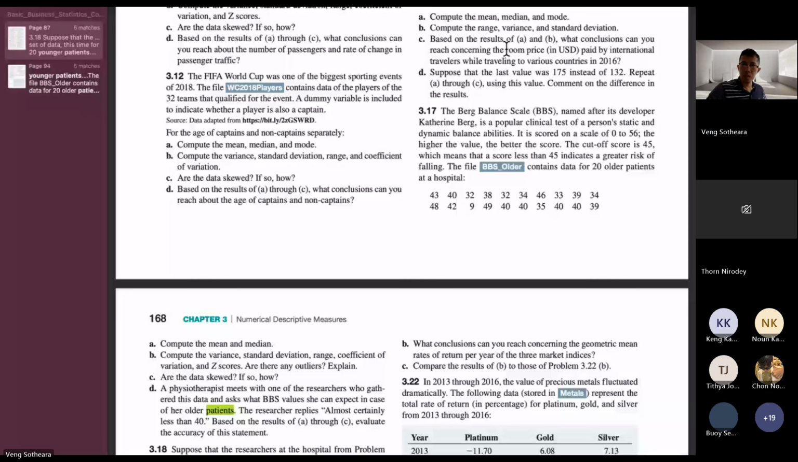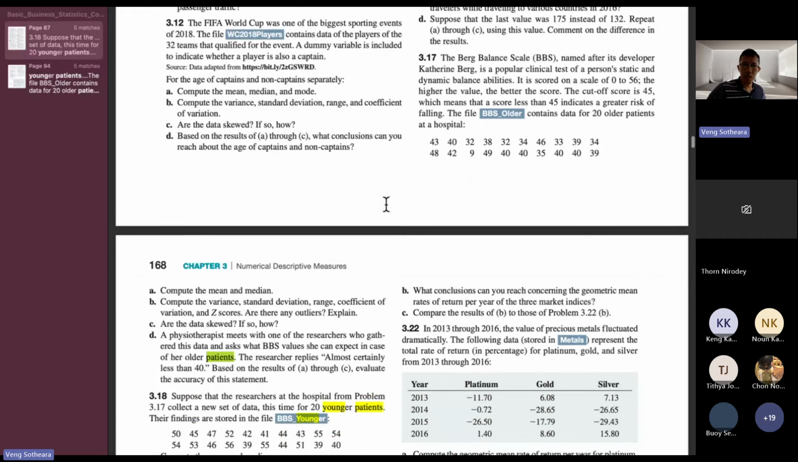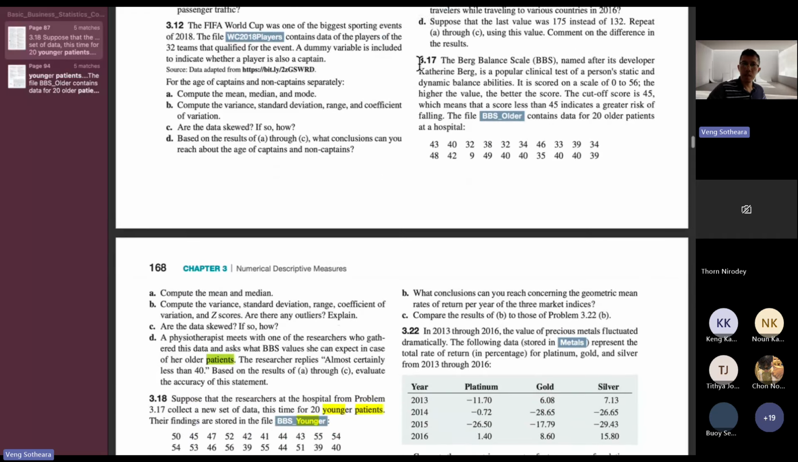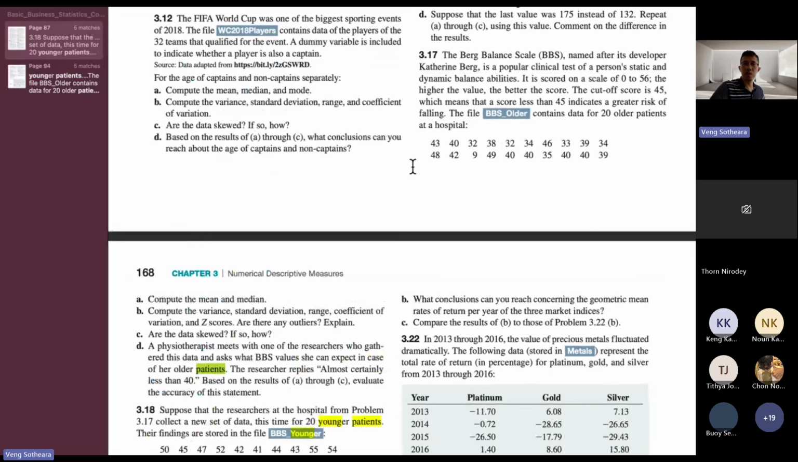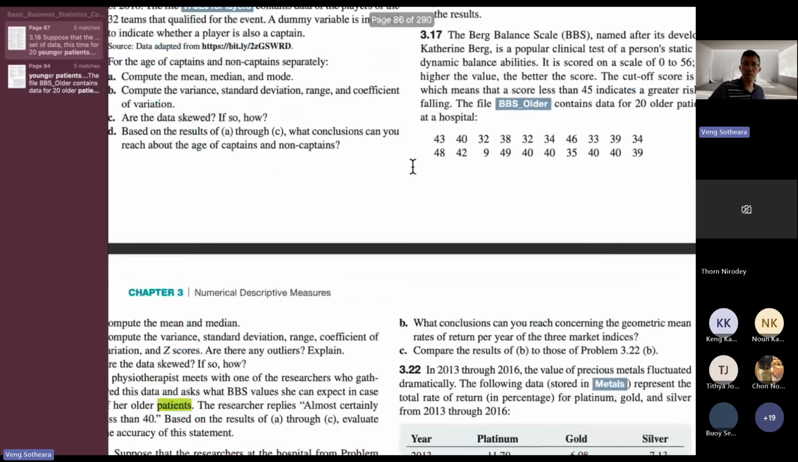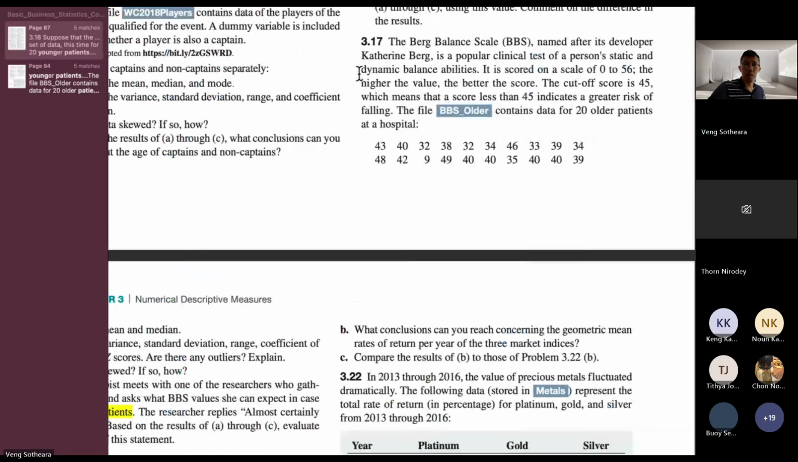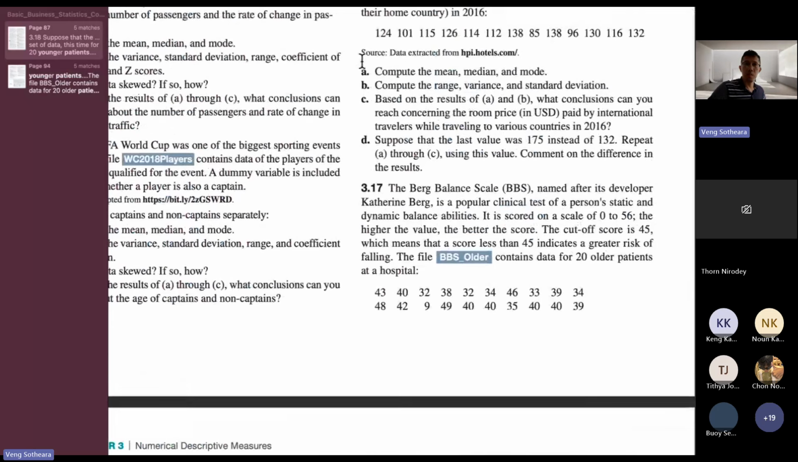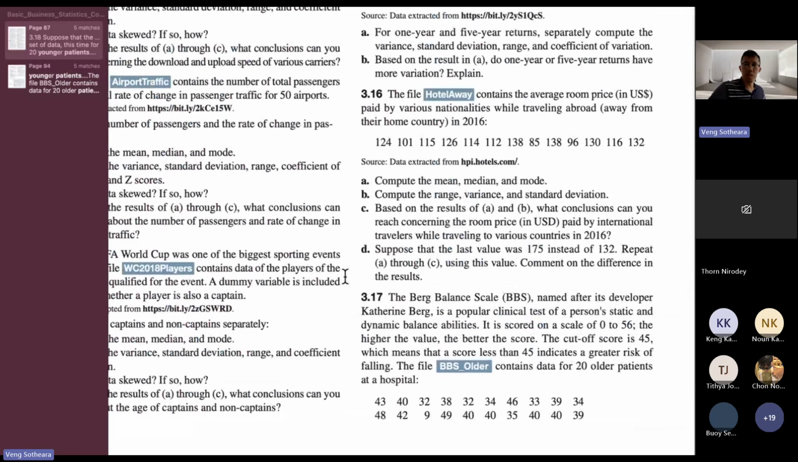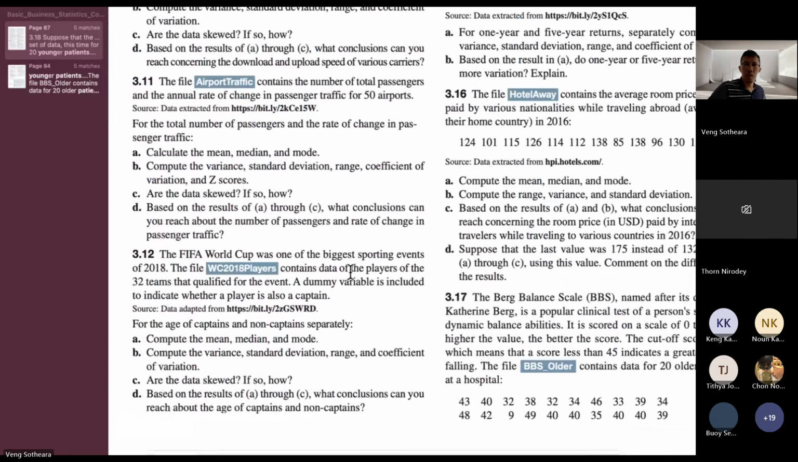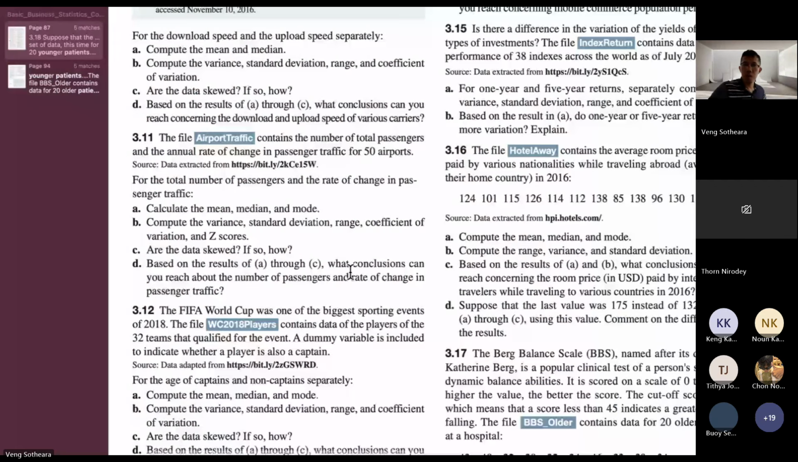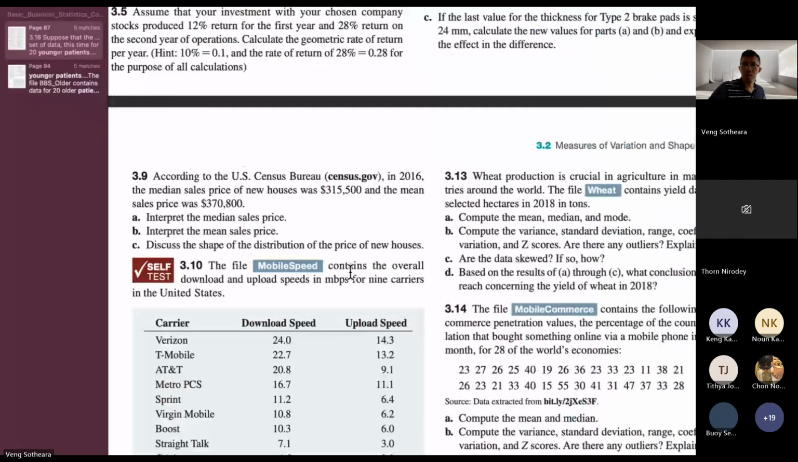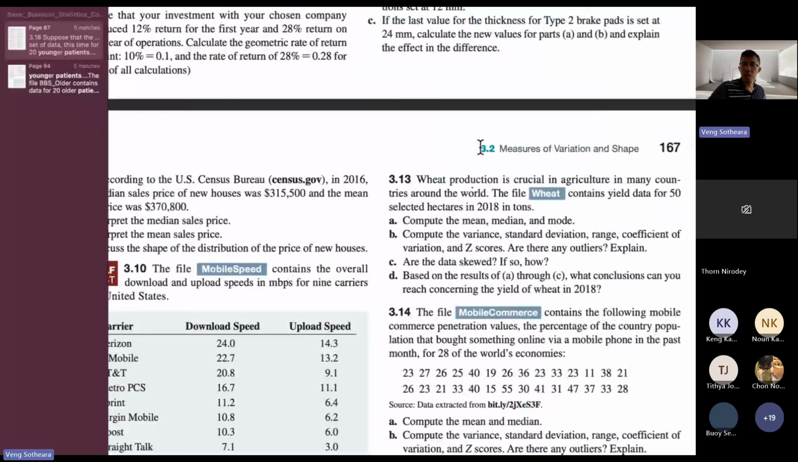So please look at this. So please refer to your course reader, on section, okay, problem 3.17 in section 3.2, measure of variation.